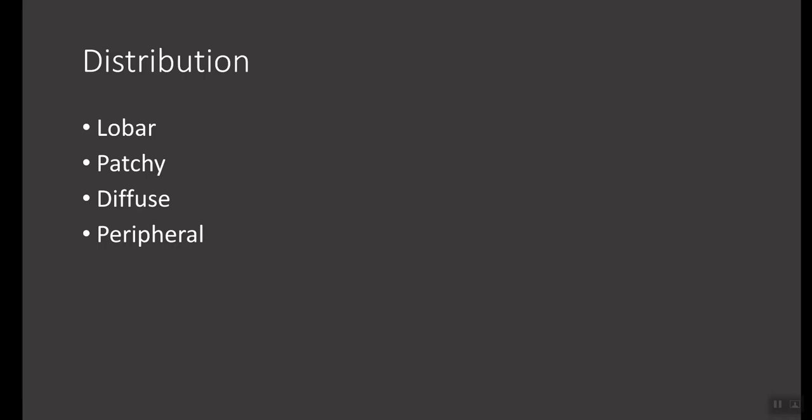We could also see a diffuse pattern of consolidation, that is, the majority of the lung is consolidated or opacified. Or we could have peripheral consolidation, meaning that the majority of the consolidation is located out towards the pleural edges. That's what we say is a peripheral consolidation.